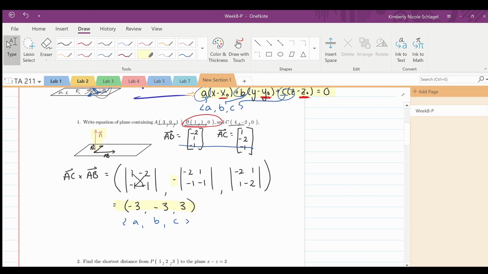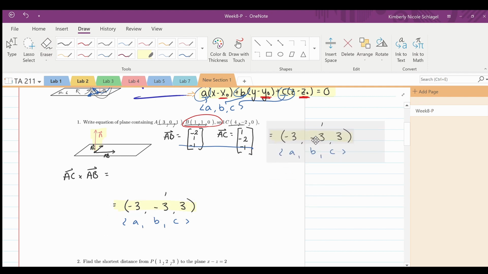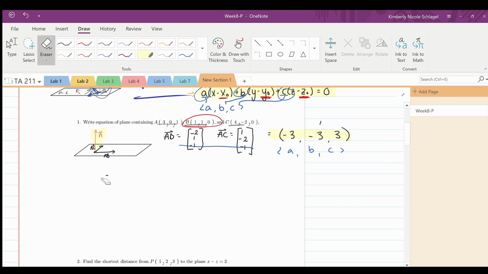I'm running out of a little bit of room here, so I'm just going to erase this right here. I will move this because we need to know what our normal vector is here. I'm going to write -3 times (x minus x naught), minus 3 times (y minus y naught), and plus 3 times (z minus z naught) equals 0.